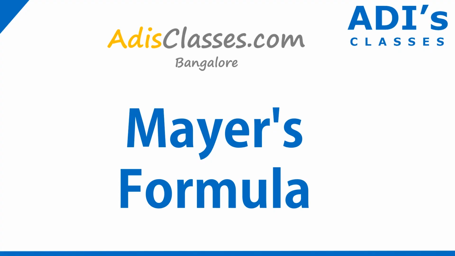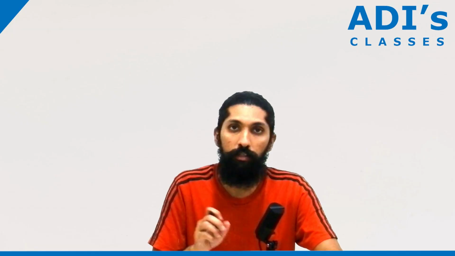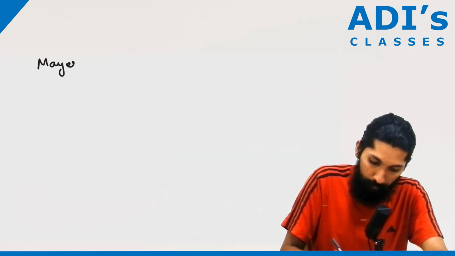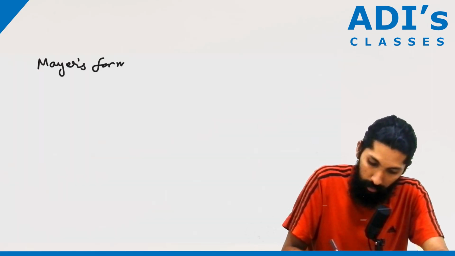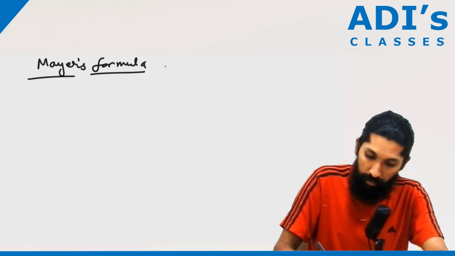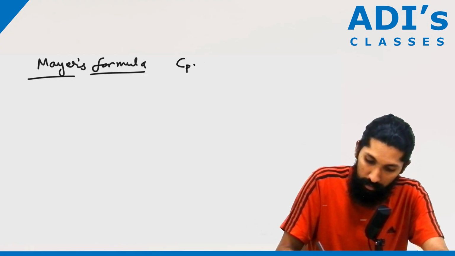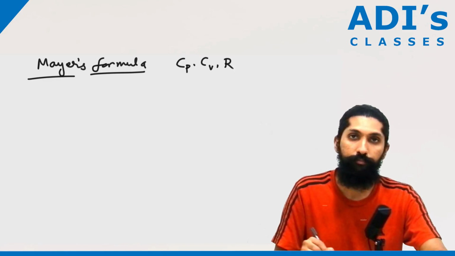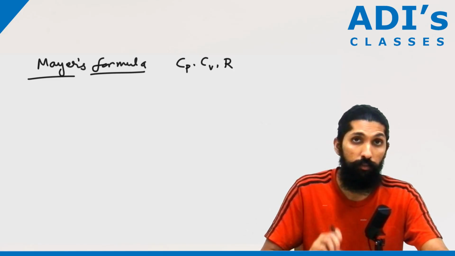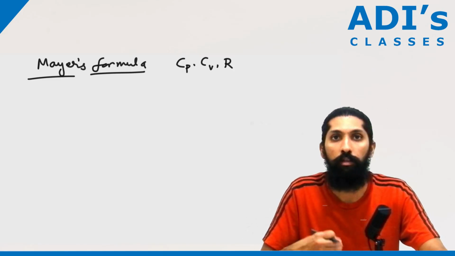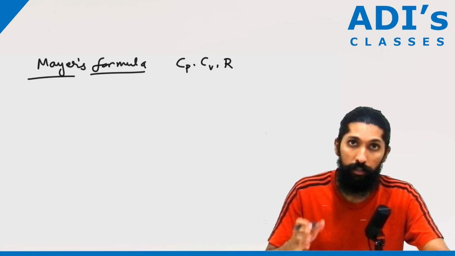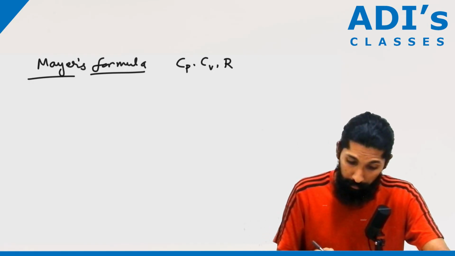Let's find the relation between Cp, Cv and R. This is what we call Mayer's formula. Mayer's formula gives the relation between Cp, Cv and R. For this, again, we start with the laws of thermodynamics itself. So let's try to figure out what we are going to do here.